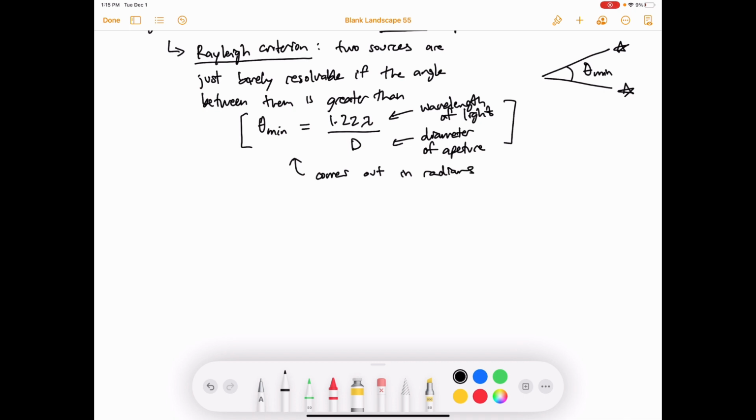Okay, so the last topic that we covered in this lecture, chapter 35, is polarization. So the polarization of a wave refers to the direction of its oscillation.